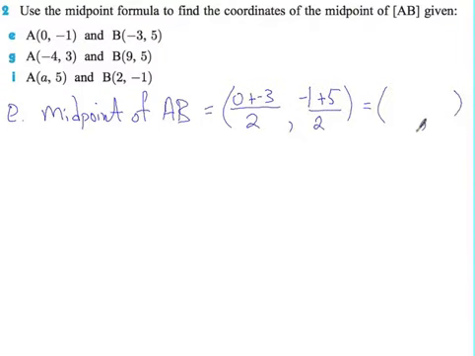The final ordered pair for the midpoint, 0 and minus 3 is minus 3. Minus 3 divided by 2 is minus 1.5, which is minus 3 over 2. The y-coordinate is -1 and 5, which is 4. 4 divided by 2 is 2. There's the midpoint. Let's look at another one. G. Again, what is the midpoint of A, B?